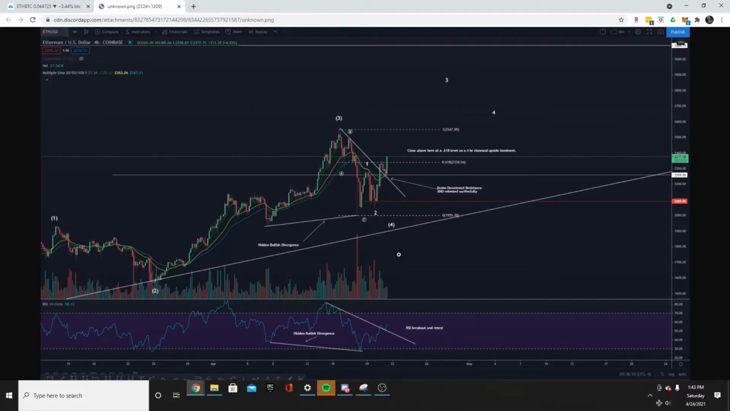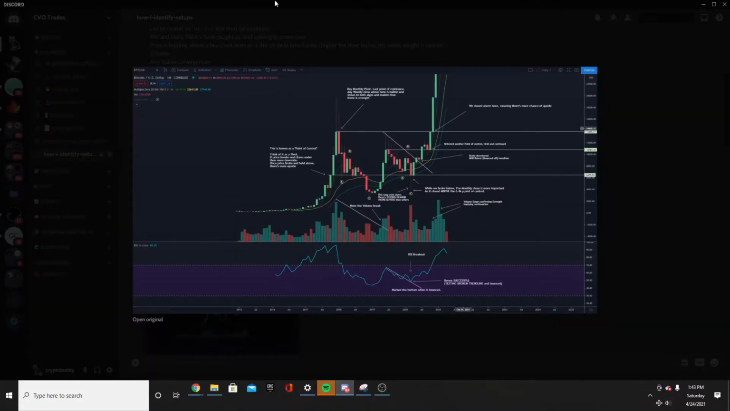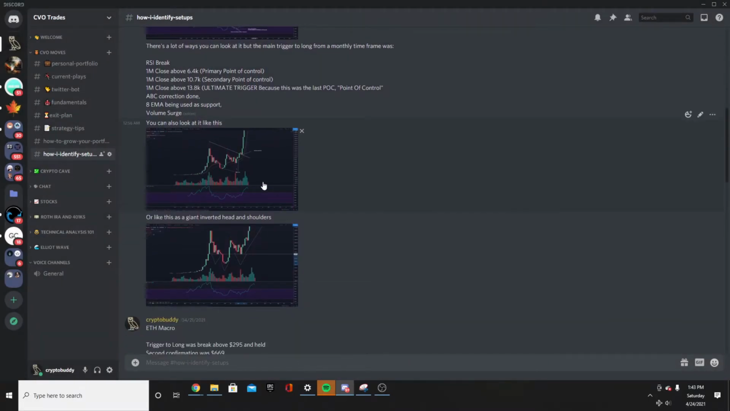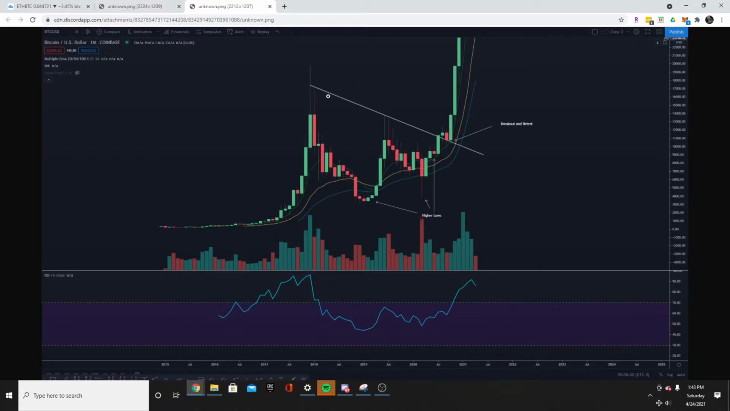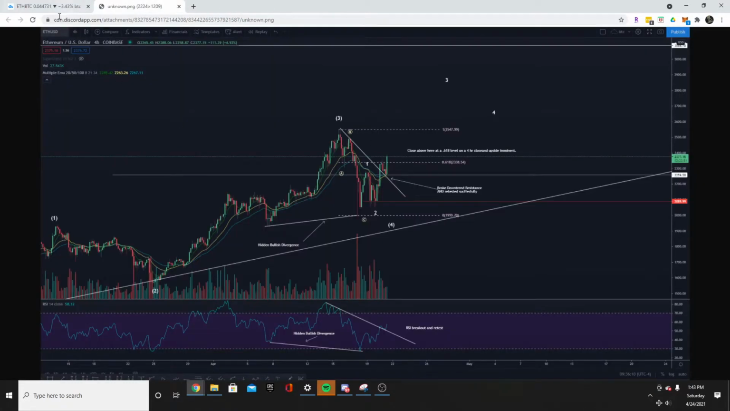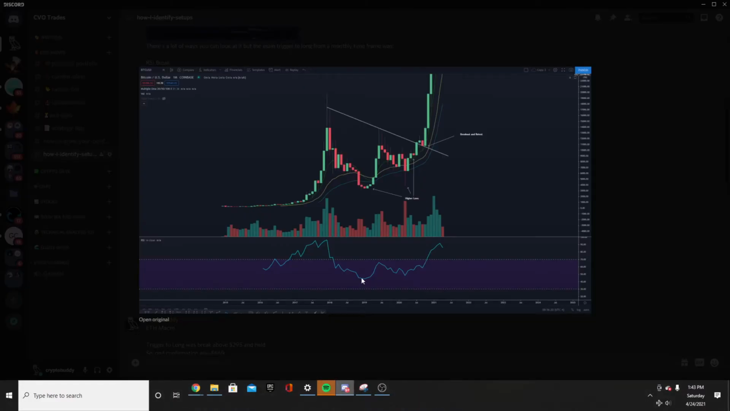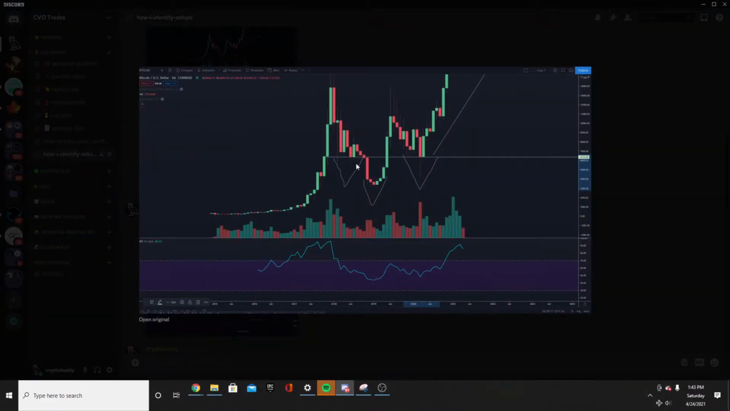Let's look at another example. You can just see here, just a different way of looking at it. So higher lows, broke out of this downtrend, retested, and then kabam, went higher. Let's look at another example. Same chart, but a different way of looking at it. Inverted head and shoulders, so you can use that pattern, upside.